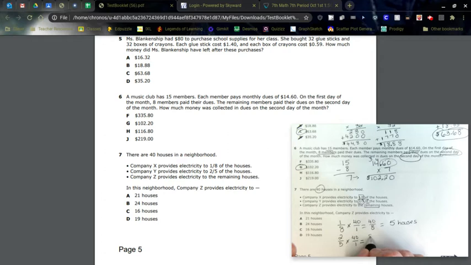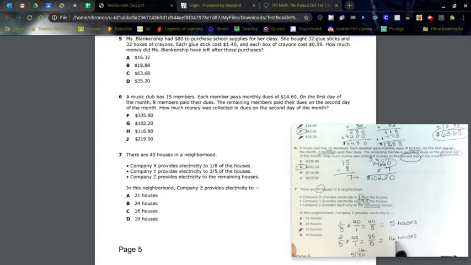That would be 80 divided by 5. So how many times does 5 go into 80? 5 goes into 80 16 times. And 16 houses. Okay, so let's look at our answers. Well, that's 16 houses. That's how many are there, right? So we know it's not that one.